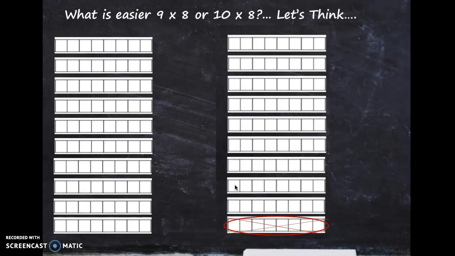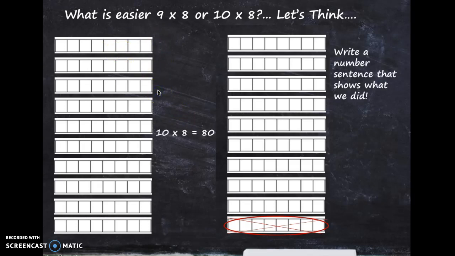We can use the commutative property to know that 8 times 9 is also the same thing as 9 times 8. So when we think about multiplying, what do we think is easier to solve? 9 times 8 or 10 times 8? I might use 10 times 8 because I already know that 10 times 8 equals 80. Let's think, how many 8s are in 10 times 8? If we count, there's 1, 2, 3, 4, 5, 6, 7, 8, 9, 10. 10 groups of 8 gives me 80.